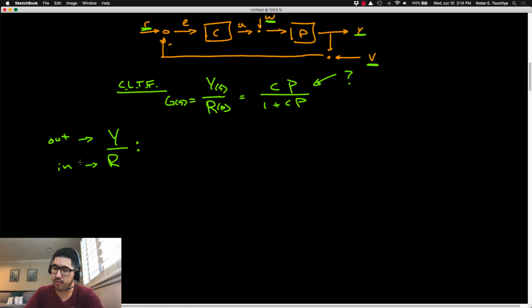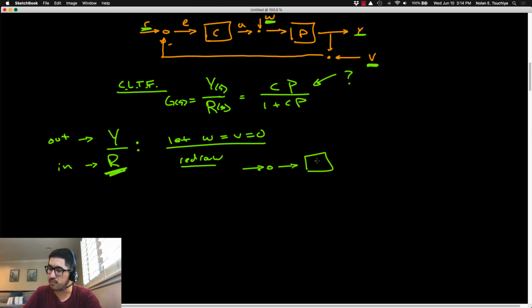For the transfer function from R to Y, we are only concerned with the input R. This is a key point: for the moment, I don't care how W or V affects Y. I only want to know how R affects Y. Because I only care about how R affects Y, I can let the other inputs equal 0. So the first step is to identify the input you're concerned with and let the other ones equal 0. After you do that, you can redraw the block diagram without those inputs. In this case, there's no W and no V, so this will just be fed all the way back here.